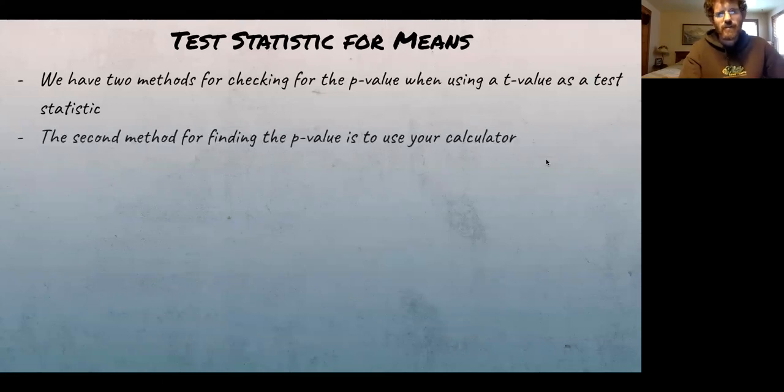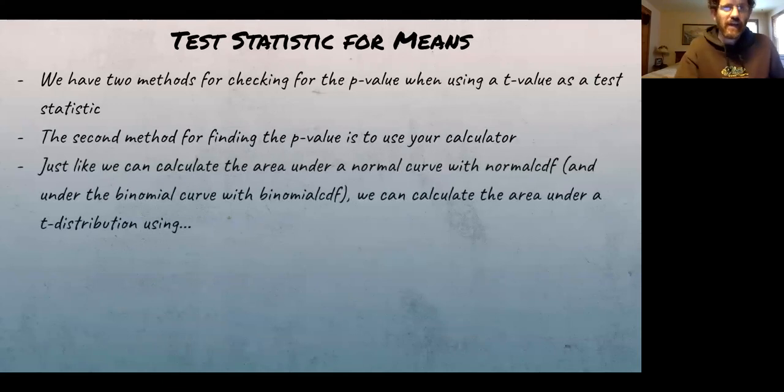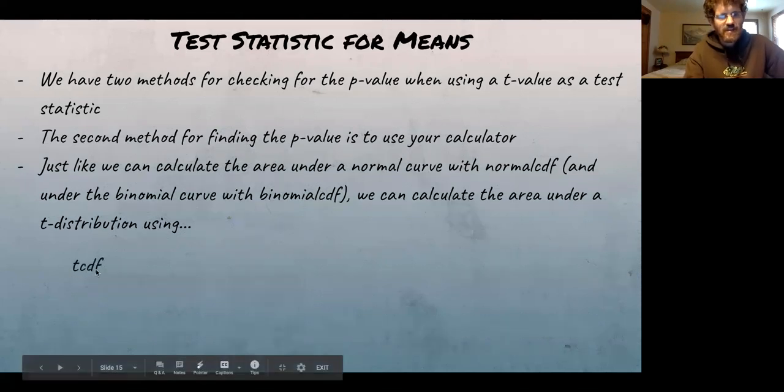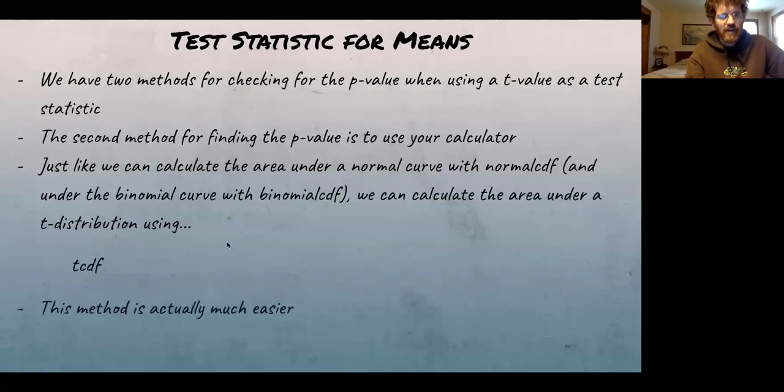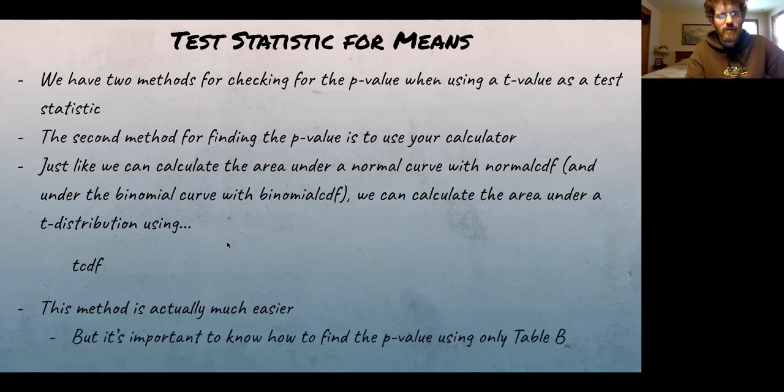The second method is to use your calculator. When we were working with a z-test, we could just use normal CDF and calculate the area underneath the curve. Now we can do the same thing using a t-distribution. So we use normal CDF for a normal distribution, binomial CDF for a binomial distribution, and we're going to use t-CDF for a t-distribution. It's actually a lot easier, but it is good to know how to use the table.